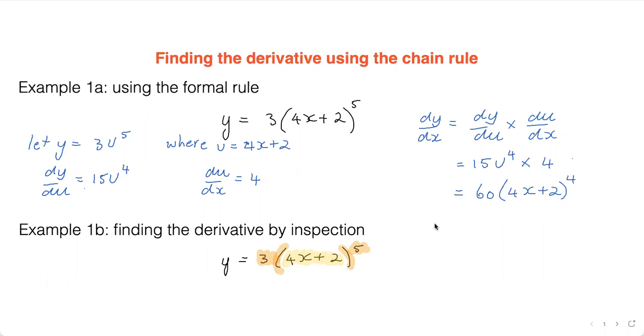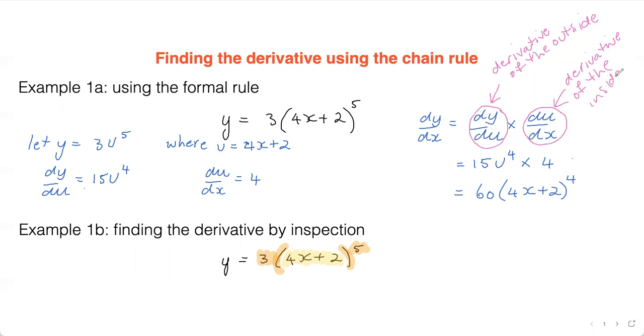Now, when we think of the formal rule, really what we have here, the dy du, you can think of that as the derivative of your outside function. And the du dx, well, that's the derivative of your inside function. So basically, when we're doing the chain rule by inspection, we're just thinking through this in our mind.